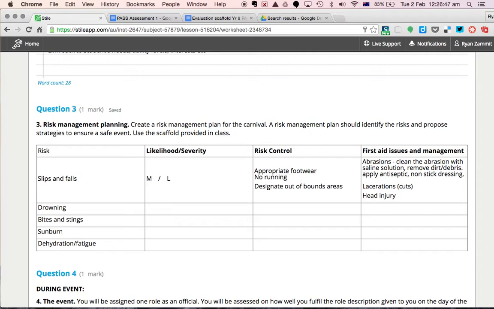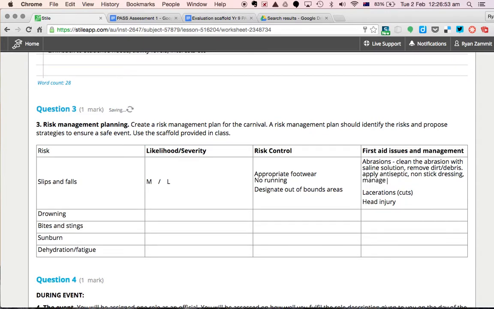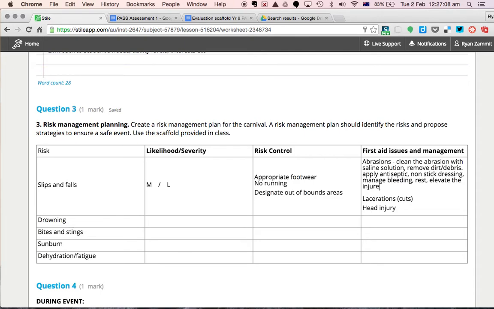We want you to really think, what would you do if these things happen? So you're fully prepared. You would also manage bleeding. You would rest and maybe elevate if the bleeding was quite severe, elevating the injured area to slow the bleeding. So that's what we want you to do here. We want you to really identify the risk. How likely and how severe? What are the risk controls? What are you going to do? What strategies will you implement to make sure that the risk is minimized? And we want you to think about first aid issues and how you would manage them.